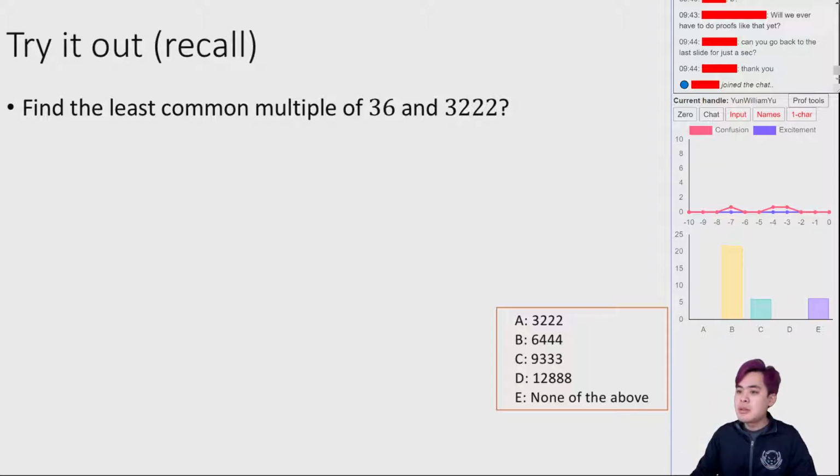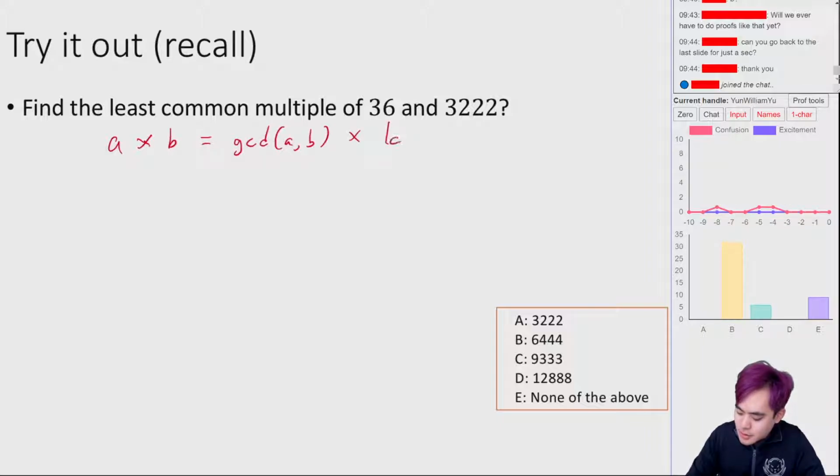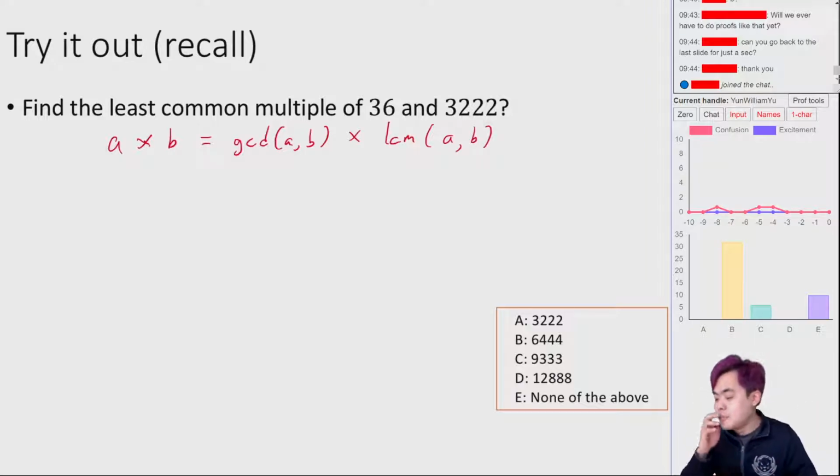So, remember, if you have A and B, one of the important facts that you should know is that A times B, if these are numbers, is equal to the greatest common divisor of A and B times the least common multiple of A and B. So that's a fact that we proved in the last lecture. Okay, so it looks like we have a quorum, we have a majority for B, and let's see what happens.